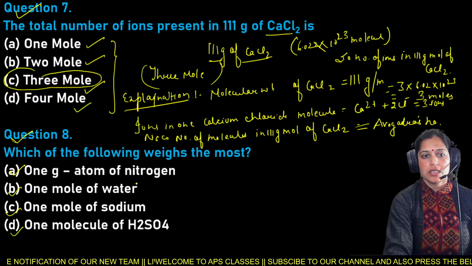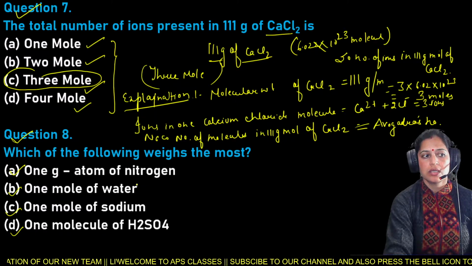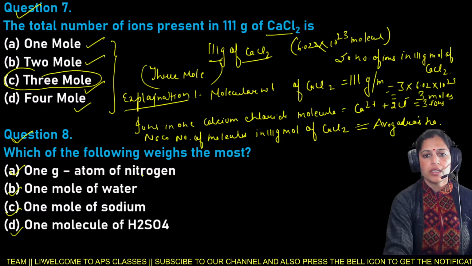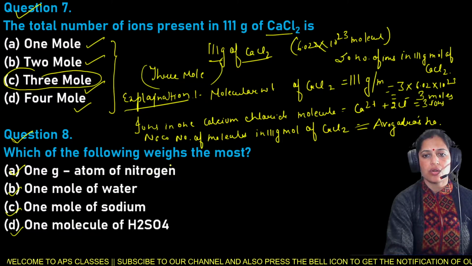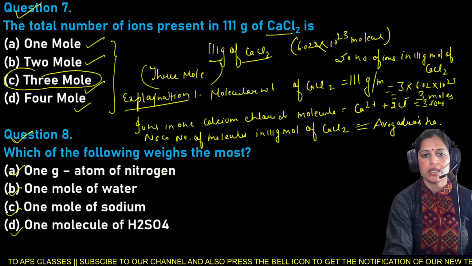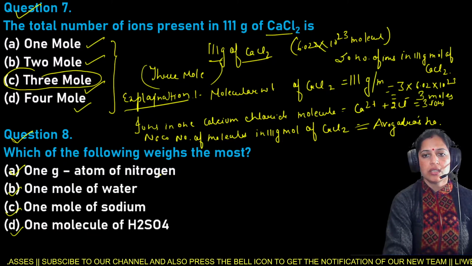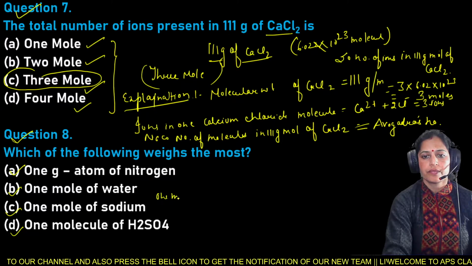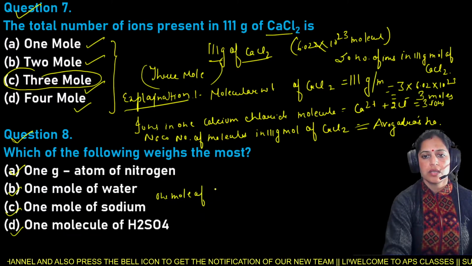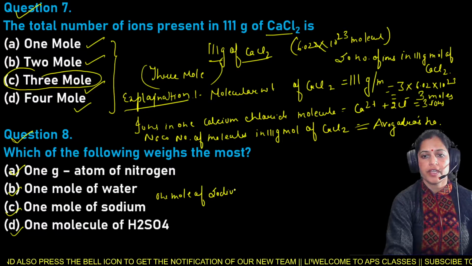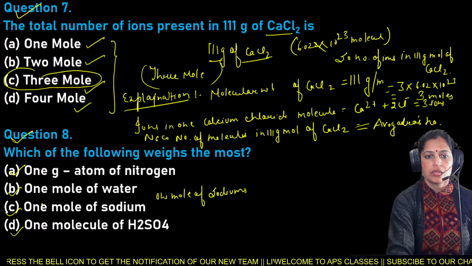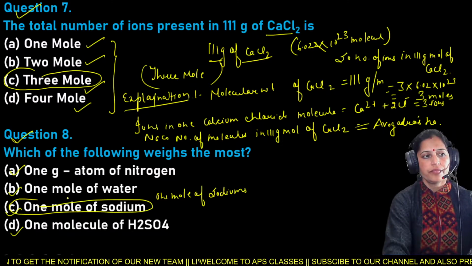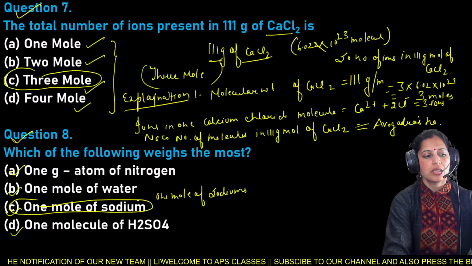So which weighs the most out of these? 1 gram atom of nitrogen is not the most weight. 1 mole of water is not the most weight, but 1 mole of sodium weighs the most. So this is the right answer. That is, 1 mole of sodium weighs the most.